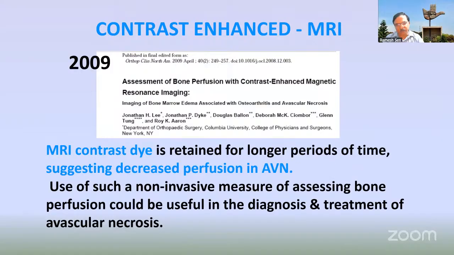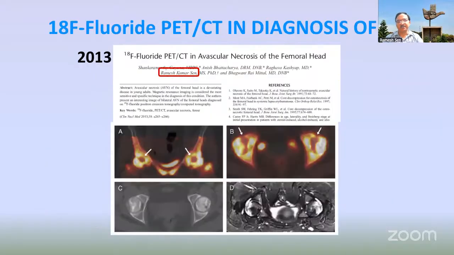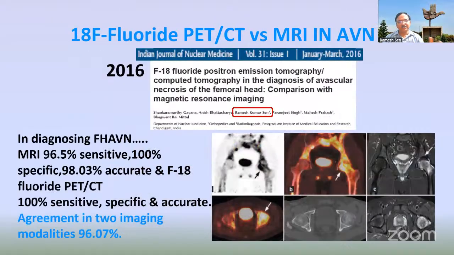If we have a doubt, we can always go to contrast enhanced MRI, which will definitely show us the delay in perfusion in AVN cases. Quite some time back, we started using fluoride PET CT also and published that as an evidence, especially in cases where MRI cannot be done for any reason. We did publish that when we compare it with MRI, it is reasonably very sensitive, 96% sensitive with 100% specificity. And the agreement between the MRI and the fluoride PET CT is to the degree of 96%.